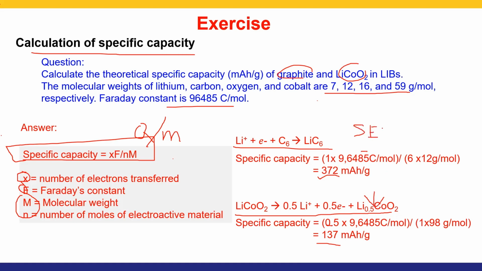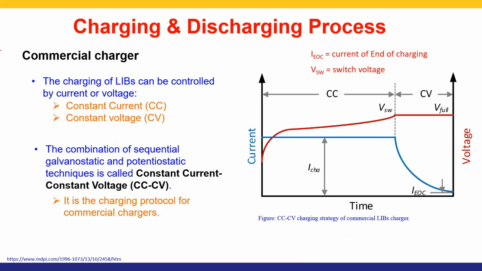So how does a commercial charger charge a battery in our phone? The objective of charging our phone is to restore the battery to the full state of charge as efficiently as possible in a short period of time. Now we can either charge a lithium-ion battery by using constant voltage mode or by using constant current mode. Which one is the best? The answer is a combination of sequential constant current and constant voltage.